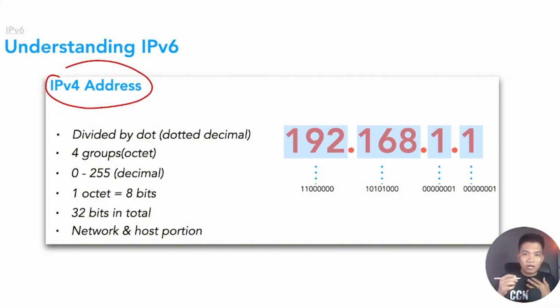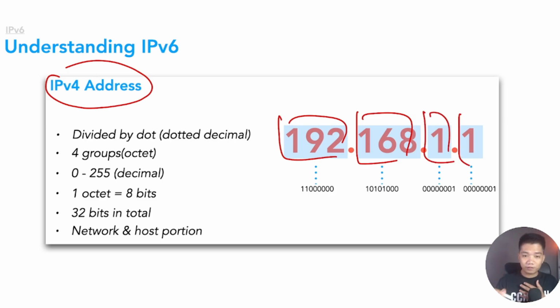So let's refresh. IPv4, as we all know, is divided by dots, which is what we call dotted decimal, and it is divided into 4 octets. So 1, 2, 3, 4. And the number in each octet can range from 0 to 255. We know that, right? So 256 values, from 0 to 255.